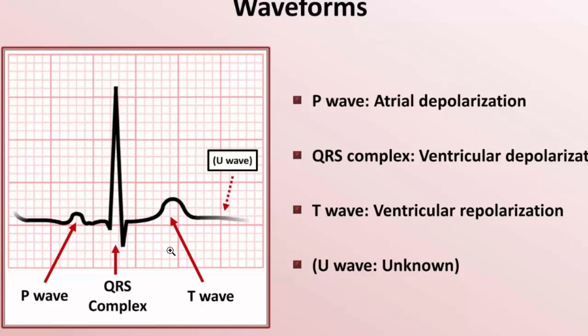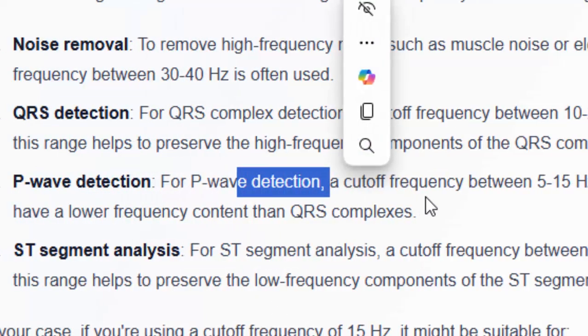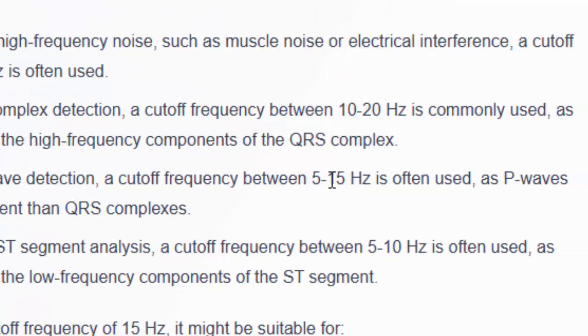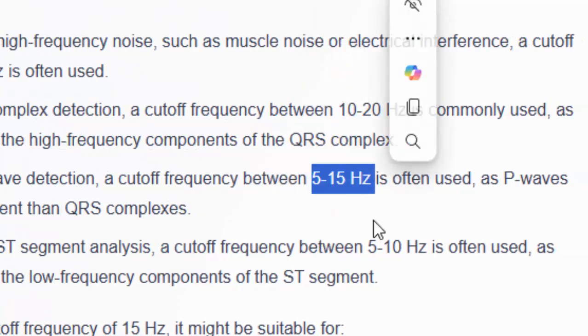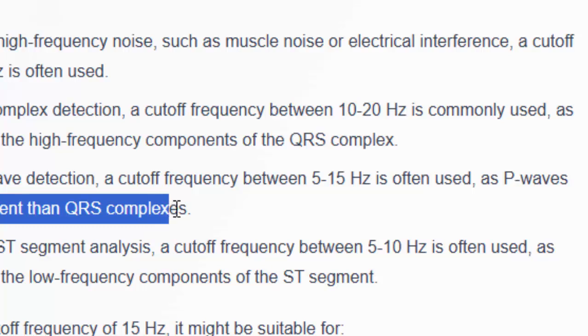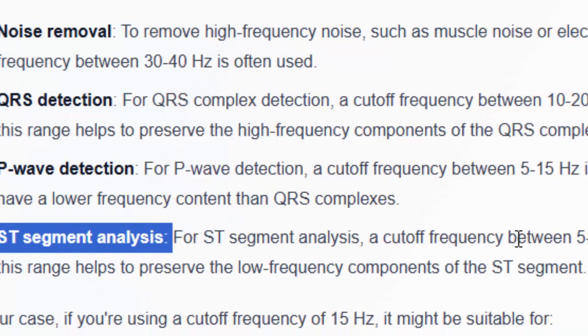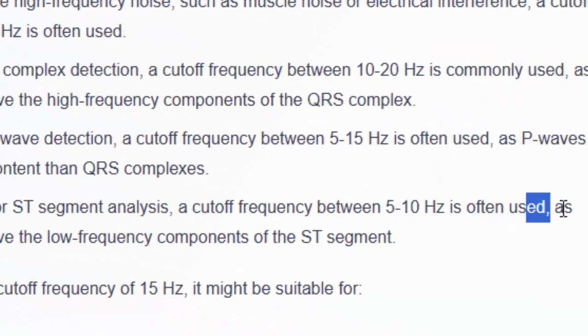Basically, the main focus we normally have is ST segments, QRS complex, and R peak detection. And moving on, if we want to do P wave detection, a cutoff frequency between 5 to 15 hertz is probably a good selection, as P waves have lower frequency content than the QRS complex. For ST segment analysis, 5 to 10 hertz is often used.